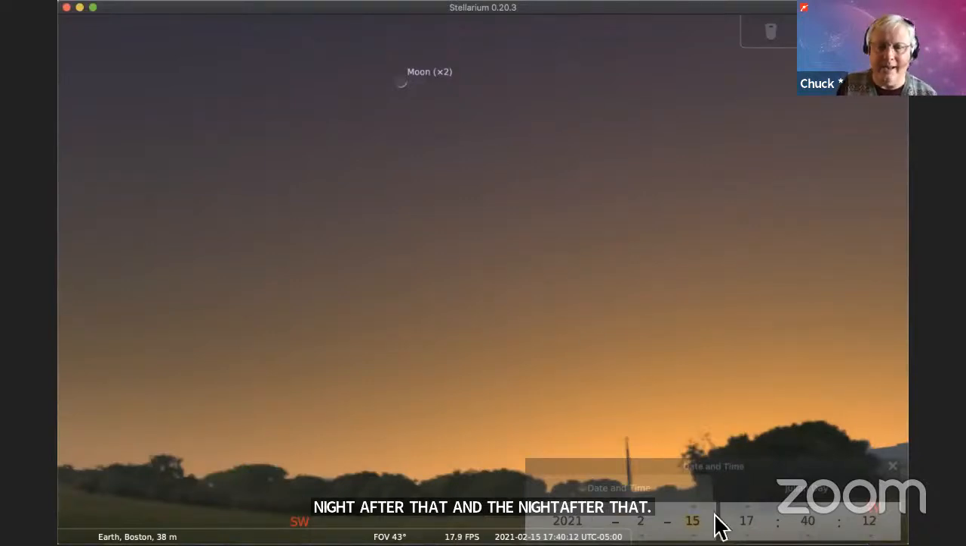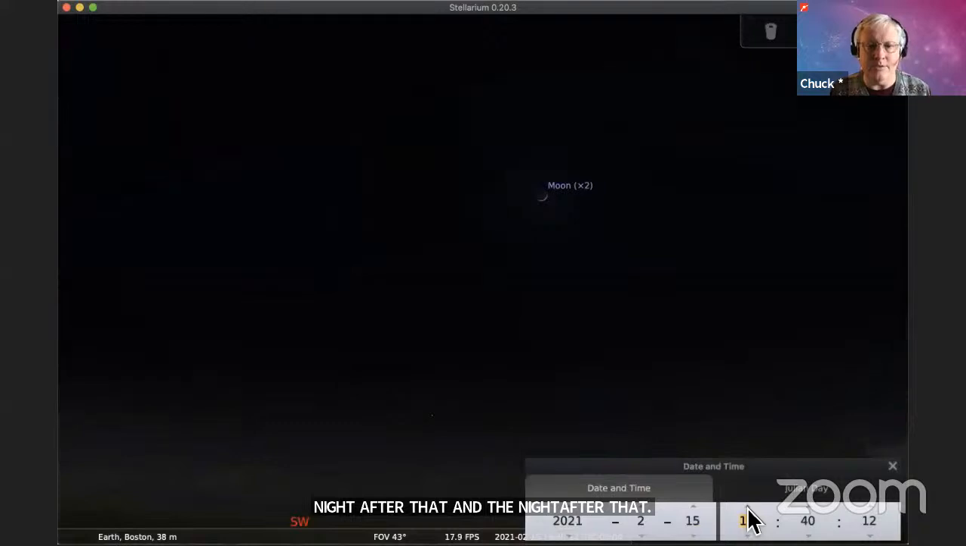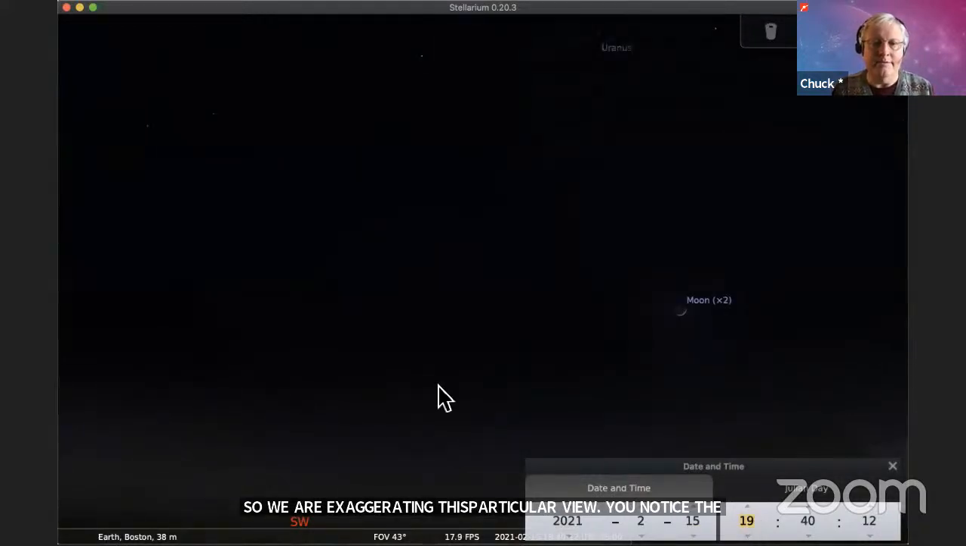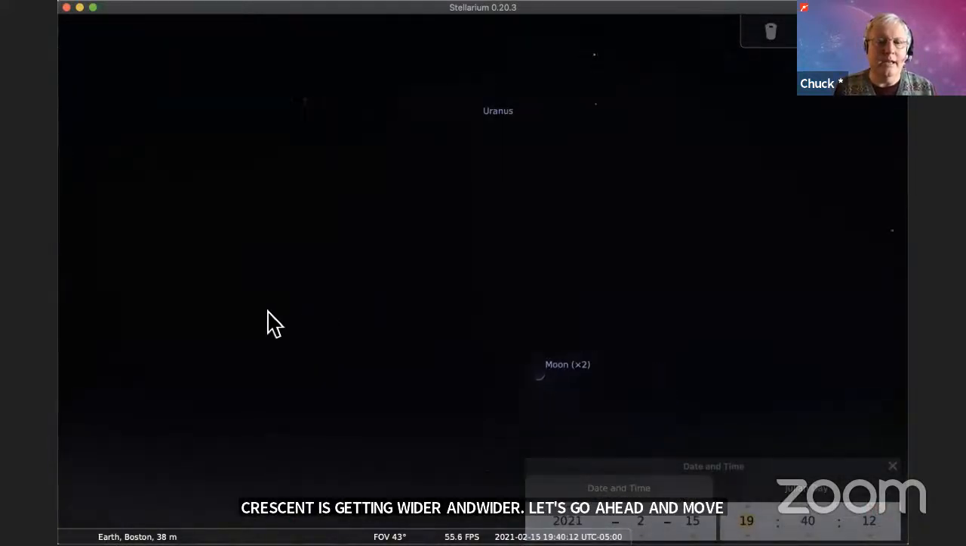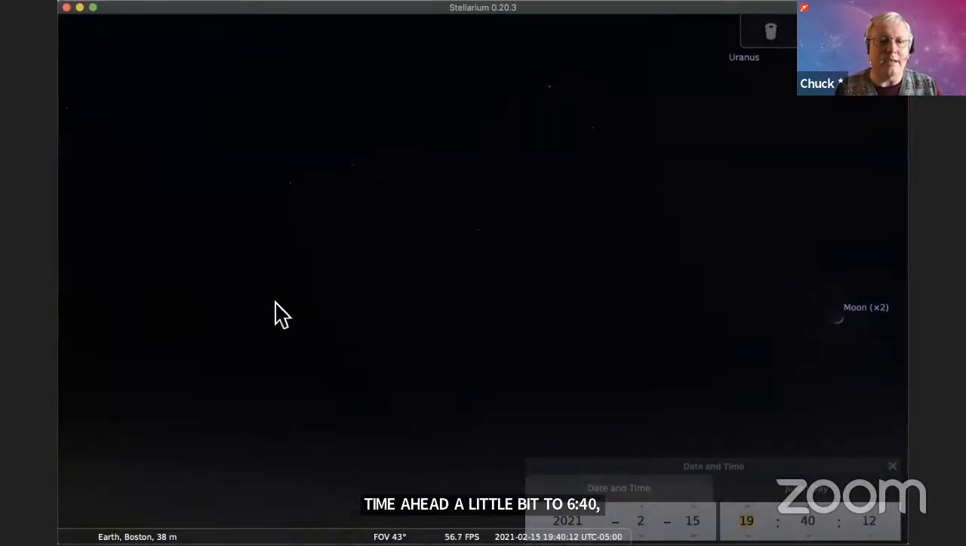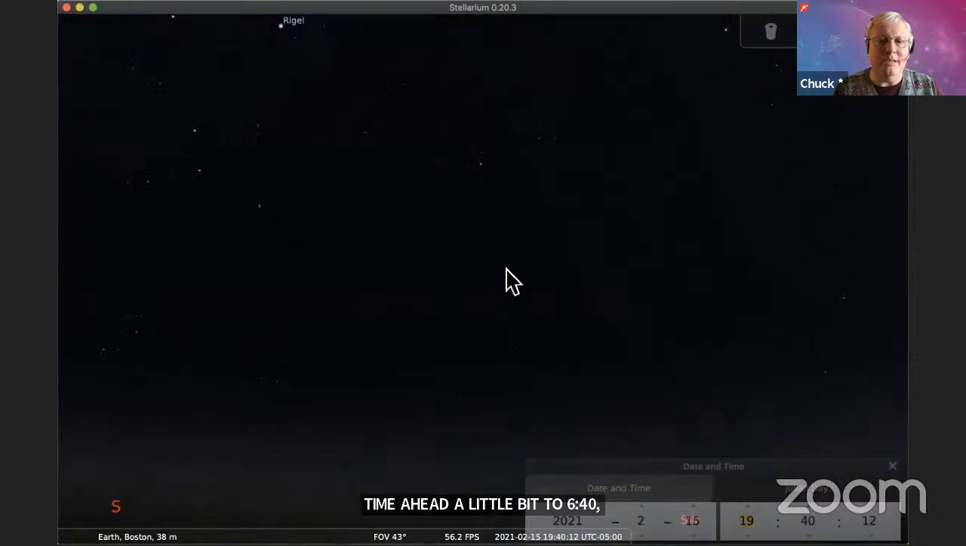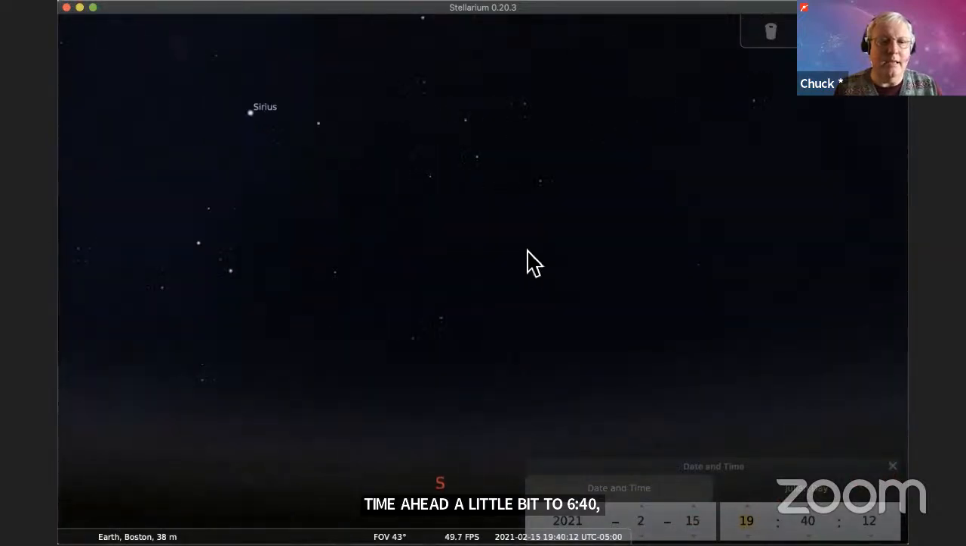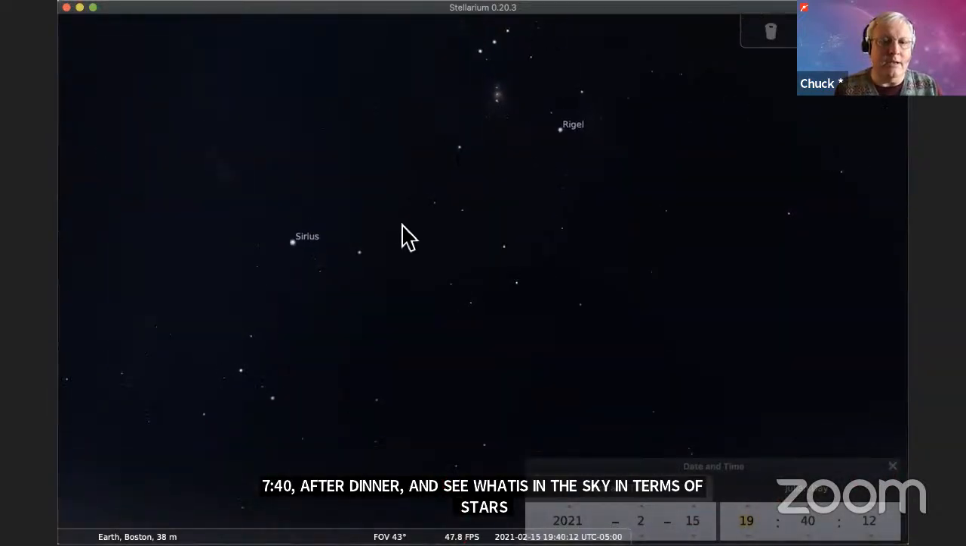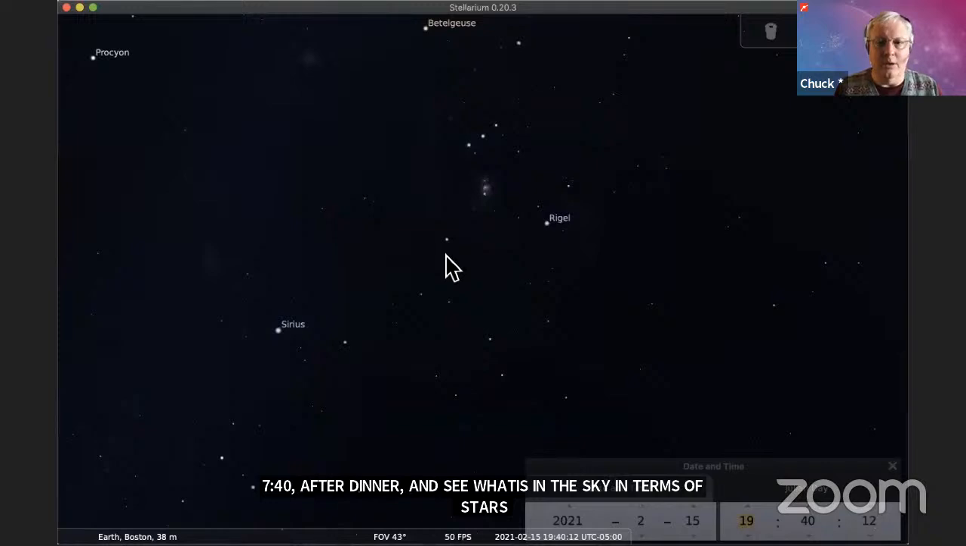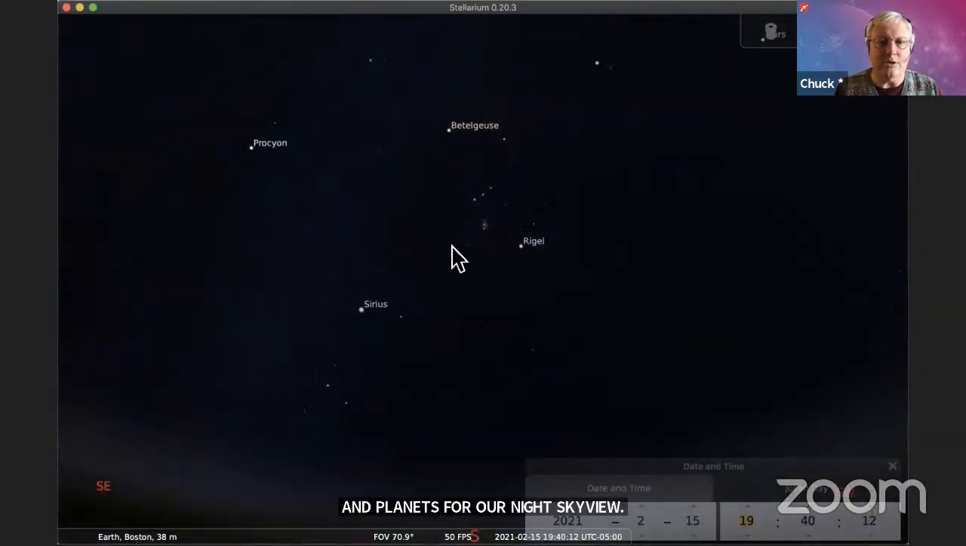Okay, so let's go ahead and move time ahead a little bit to 6:40, 7:40 after dinner, and see what is in the sky in terms of stars and planets for our night sky view. Opposite the sun in the sky, in the eastern and actually southeastern part of the sky, are the glorious constellations of the winter circle.